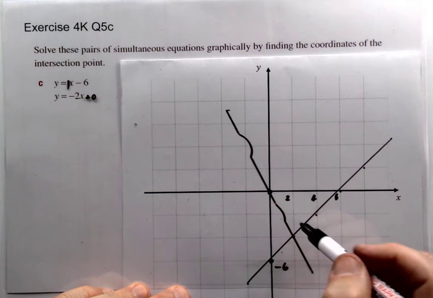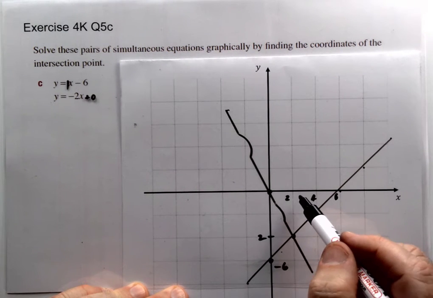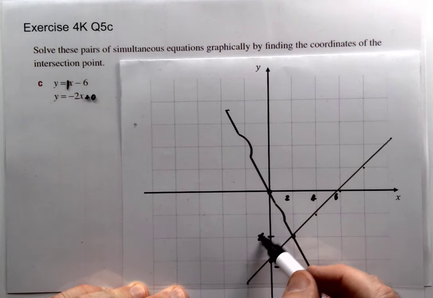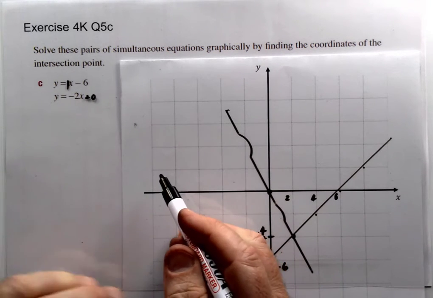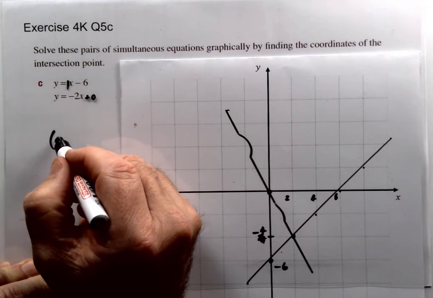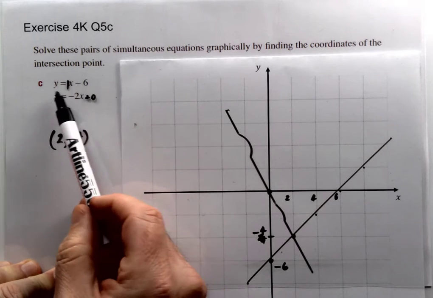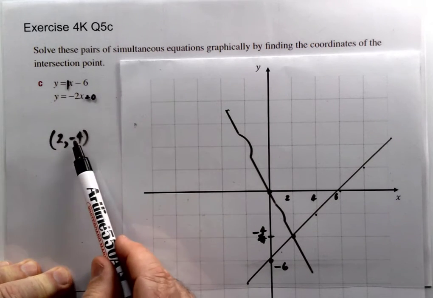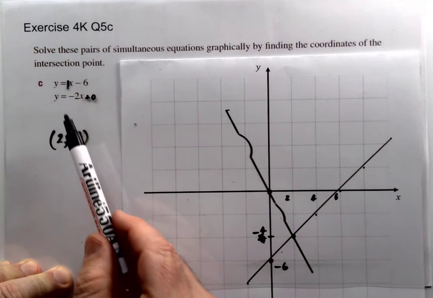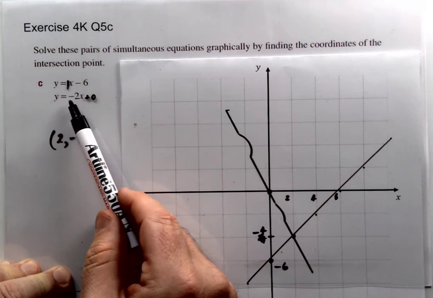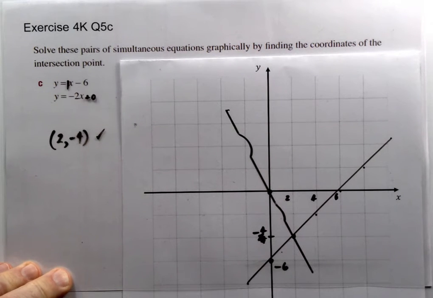Okay, so you can see here's our point of intersection. That's going to be at 2. This will actually be, I was incorrect there, don't forget I changed the scale, so that's going to be 4. So we can say that the point of intersection is 2, minus 4. You can always check it in the original. So is minus 4 equal to 2 take away 6? Yes, it is. Is minus 4 equal to minus 2 times 2? Yes, it is. So we do have the correct solution.